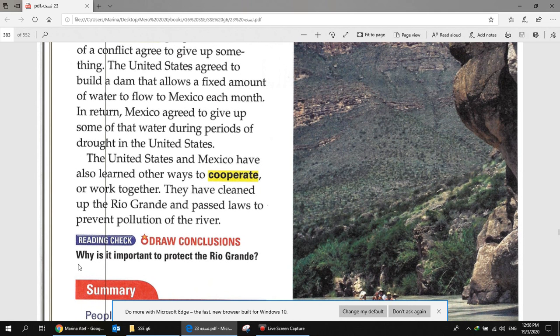And here we have a question, of course it's very easy. Why is it important to protect the Rio Grande? Because it's a very scarce water resource and very important in the Southwest. And to solve the conflicts, both countries should work on cleaning it up, on taking care of the river.